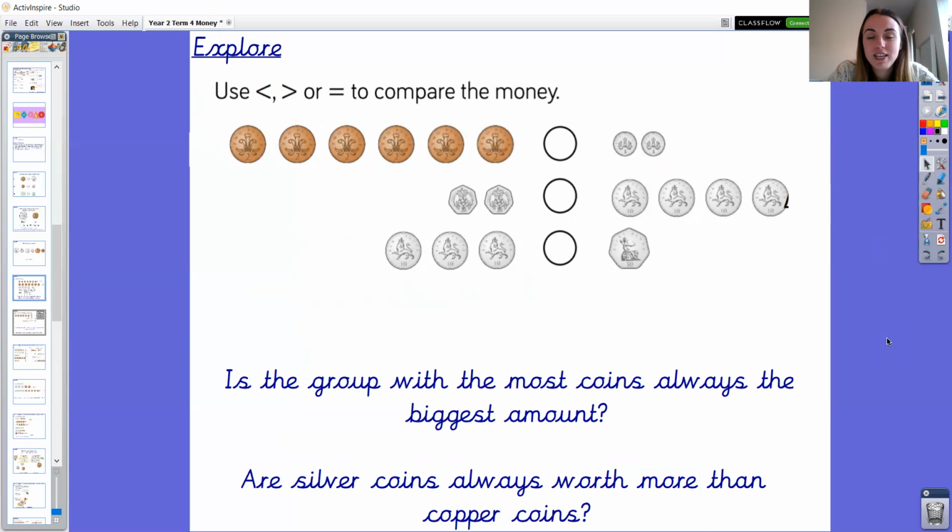Okay, so on your screen now, you can see our next explore question. It says use less than, greater than, or equal to compare the money. So you need to find the total amount of money on either side and then use the comparison symbol in the middle. So please pause the video here to have a go at these questions.